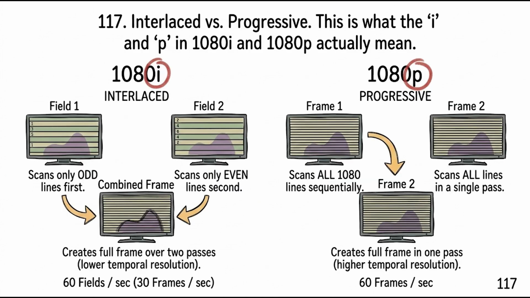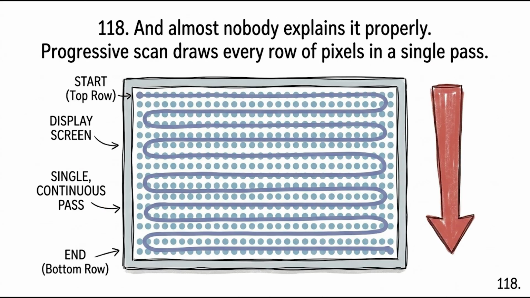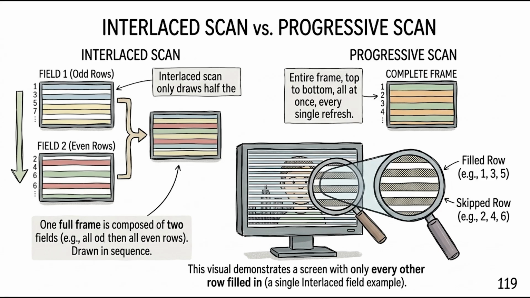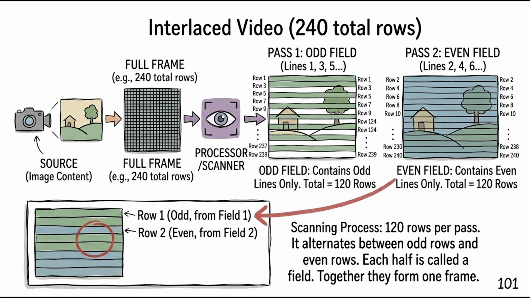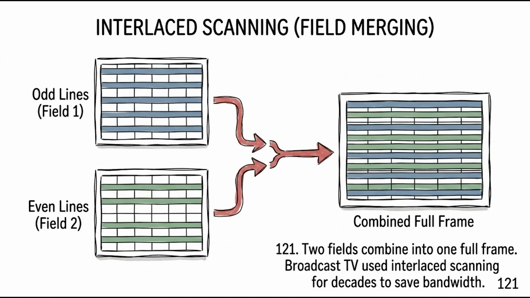Interlaced versus progressive. This is what the I and P in 1080i and 1080p actually mean, and almost nobody explains it properly. Progressive scan draws every row of pixels in a single pass, top to bottom, all at once, every frame. Clean and complete. Interlaced scan only draws half the rows per pass. It alternates between odd rows and even rows. Each half is called a field. 2 fields combine into one full frame.